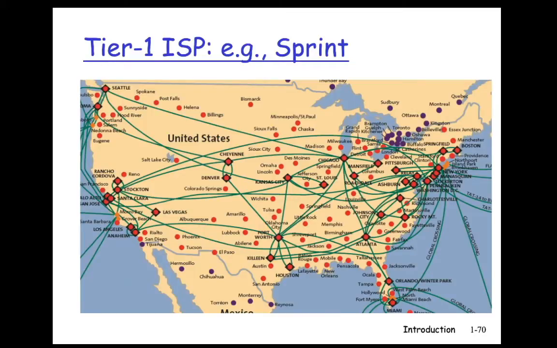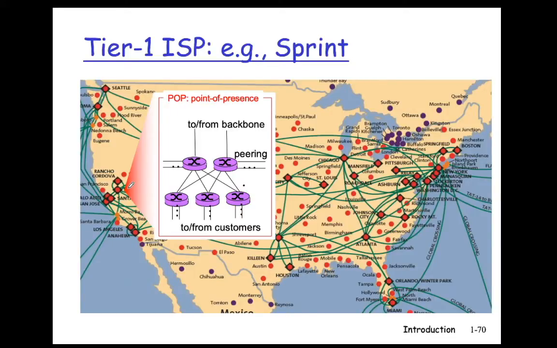This is Sprint's backbone. Sprint is one of the major operators in the US. It's also a Tier 1 ISP. Each of these red dots is called a POP, point of presence. So a POP is pretty much like a data center in Google. It's a rack of machines, in this case, a rack of routers. They're interconnected between each other, and they are also offering connections to the customers. Some of them might be connected to other Tier 1 ISPs. And these links go further up into the backbone, in the hierarchy of the backbone in Sprint's network. And this is internet structure, a network of networks.